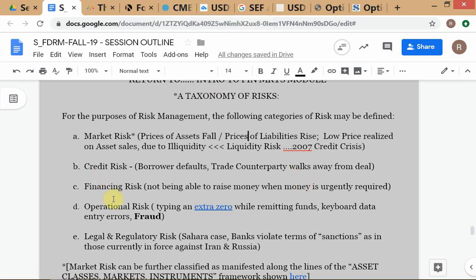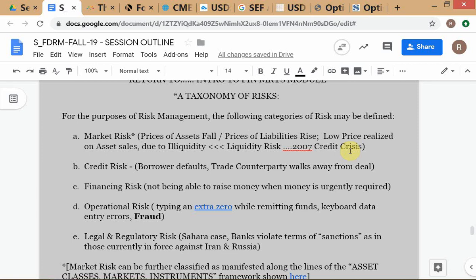Now you have understood market risk, very easy to understand. I have defined liquidity risk as, like in the 2007 credit crisis, a lot of the mortgage-backed securities people were holding basically dropped in price because of lack of liquidity. Lack of enough players in the market.